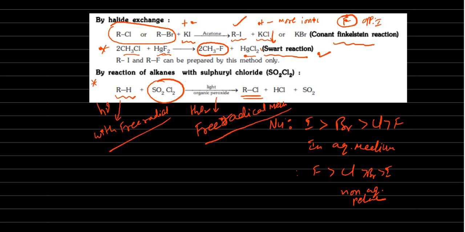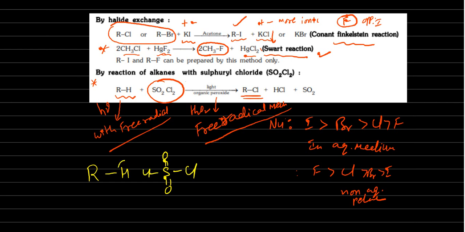Actually, alkanes are paraffins, which means they have very little reactivity. Okay, how to remember this product? See the product, H is there, SO2Cl2. If you write the structure, you will get some hint for this.